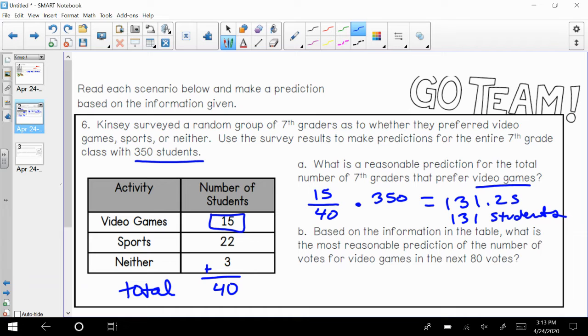Part B, based on the information in the table, what is the most reasonable prediction for the number of votes for video games in the next 80 votes? So since we're still talking video games, we're still using the fraction 15 over 40, but now we're just looking for the next 80 votes. So when you type that into your calculator, you get 30 exactly. So 30 students.